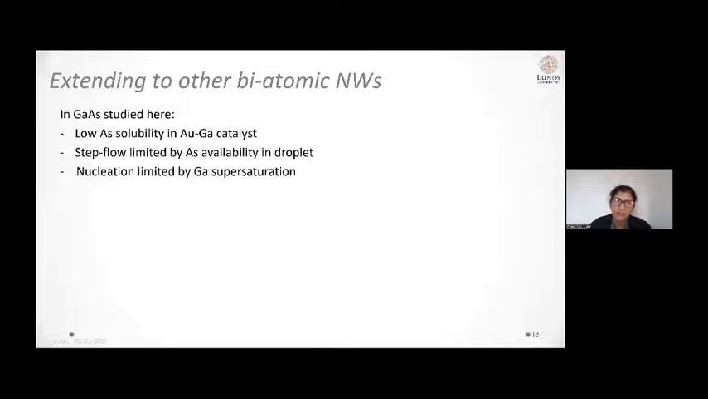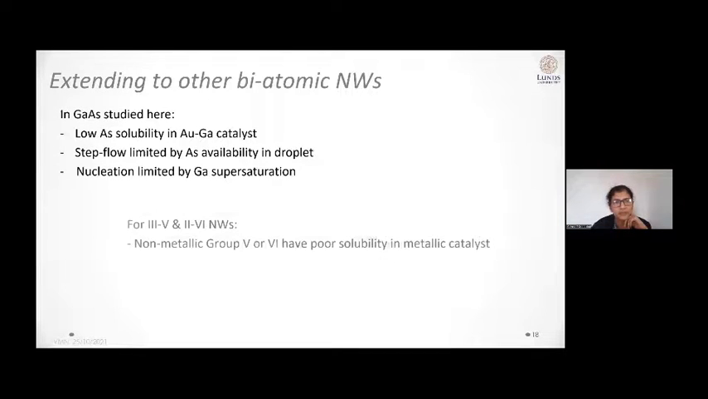And there are many different systems, like most 3-5 materials or 2-6 materials, where the group 5 or the group 6 material has very limited solubility in the catalyst metal, which means that the nucleation is again going to be limited by the group 2 or the group 3 metal, but the layer completion is going to be limited by the group 5 or group 6 element.